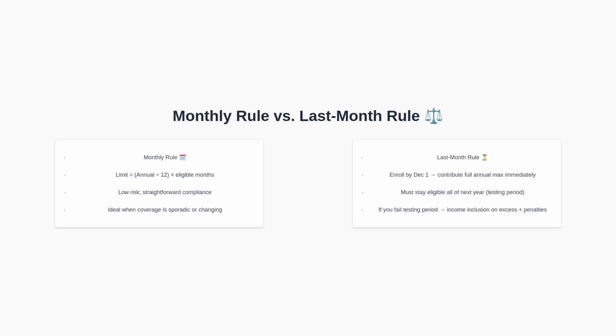On the right, the last month rule allows you to contribute the full annual maximum if you are HSA eligible by December 1st, but only if you remain eligible for every month of the following calendar year, known as the testing period. If you fail that testing period, the excess becomes taxable and may be subject to penalties. With the high-level comparison in mind, let's visualize the testing period timeline.